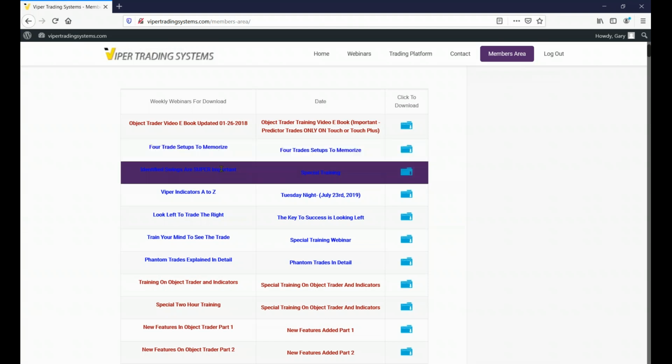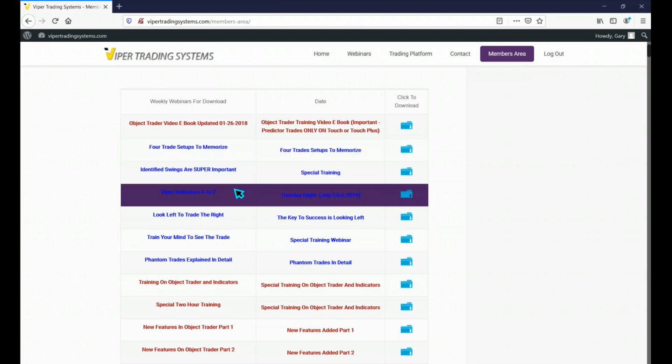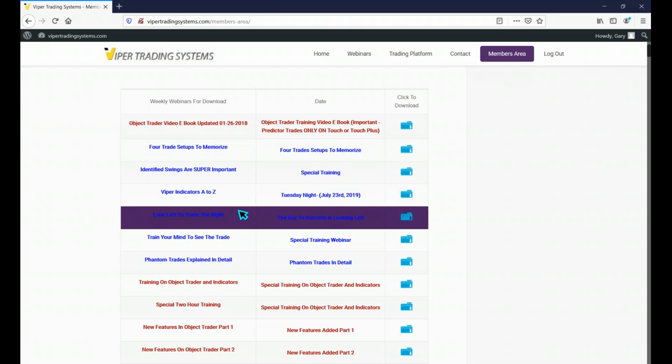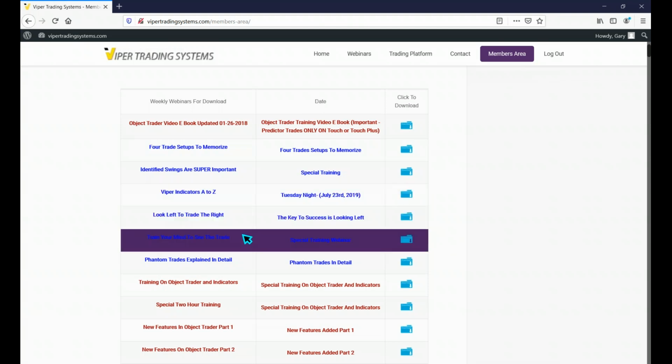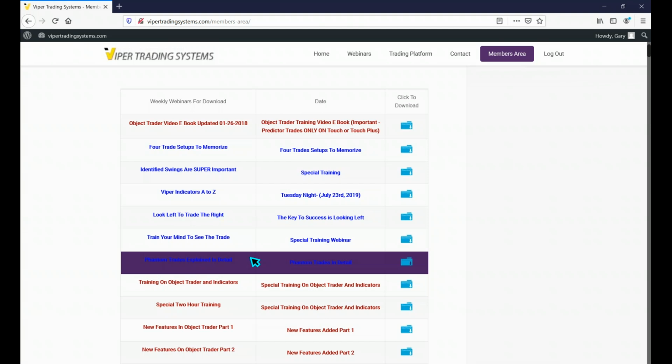Four trade setups to memorize. Identified swings are super important. Viper indicators A to Z. Look left to trade the right. Train your mind to see the trade.